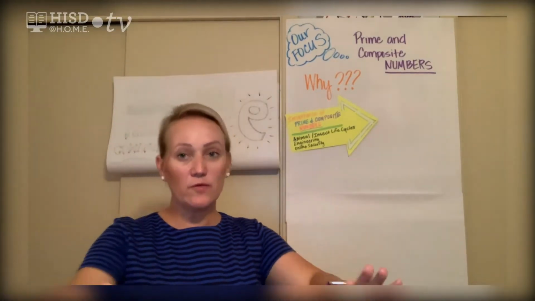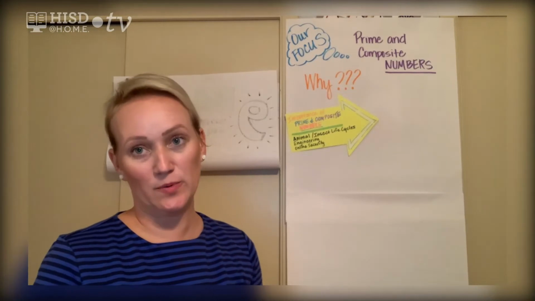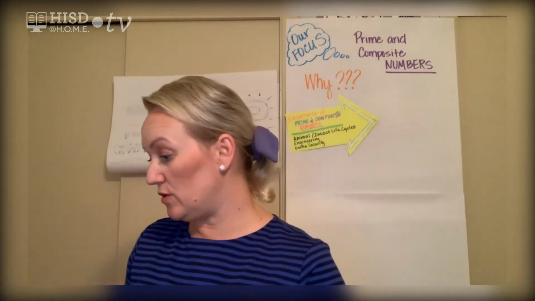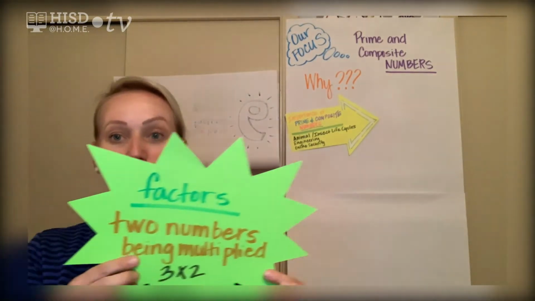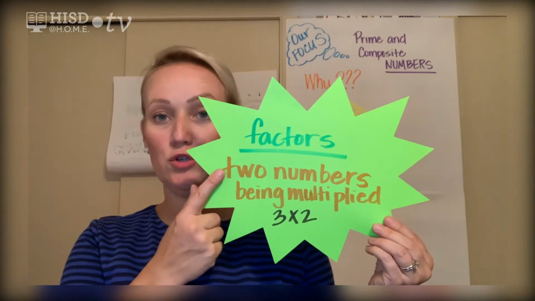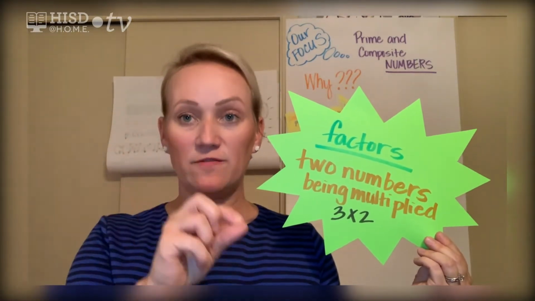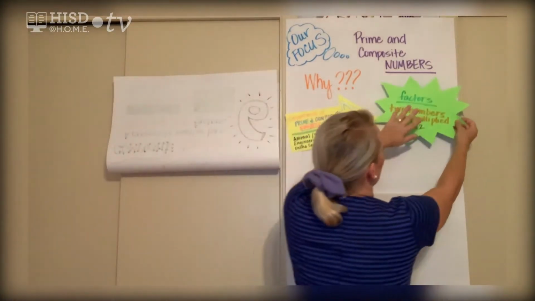So now that we've gotten that out of the way, let's talk about how to figure out what numbers are prime and composite so we can start looking for those patterns. Okay, so I'm going to review with you some important things, very important things, before now, factors. 2 numbers multiplied together. A factor times a factor is a product. So I'm going to put that here.